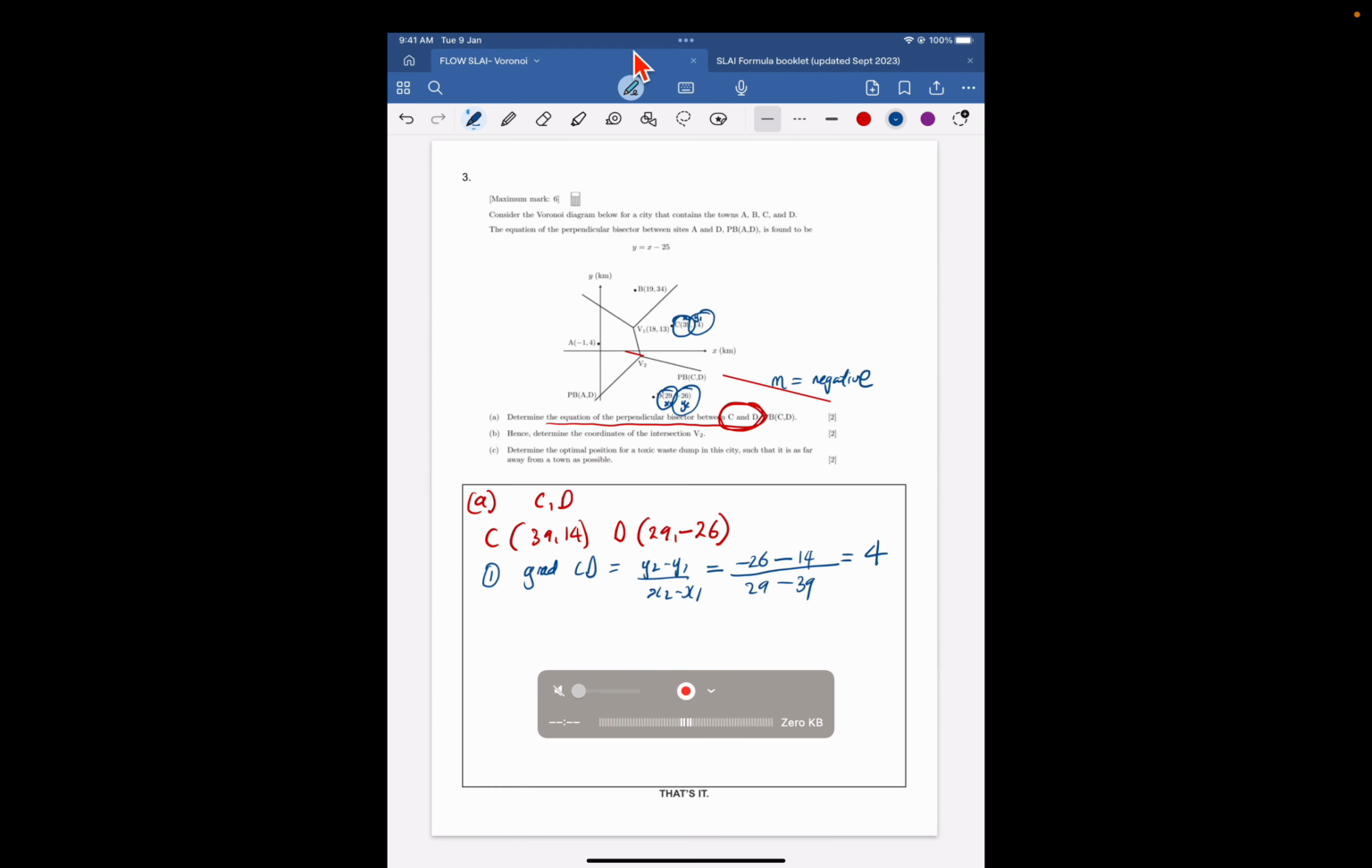Oh, that's the previous question. Let's go to a new page. So we've got y equals mx plus c. We know the m is negative 1/4. We know it goes through the midpoint, and the midpoint coordinates are 22, negative 3. Let's go and sub all those in.